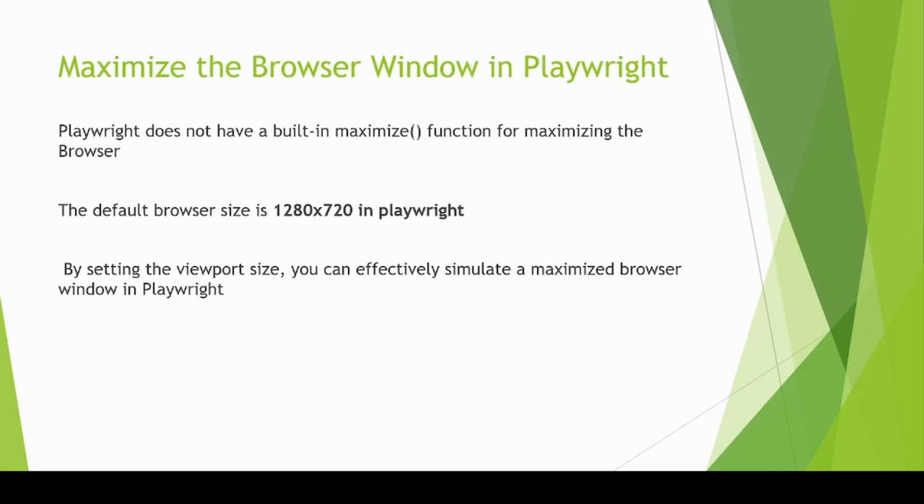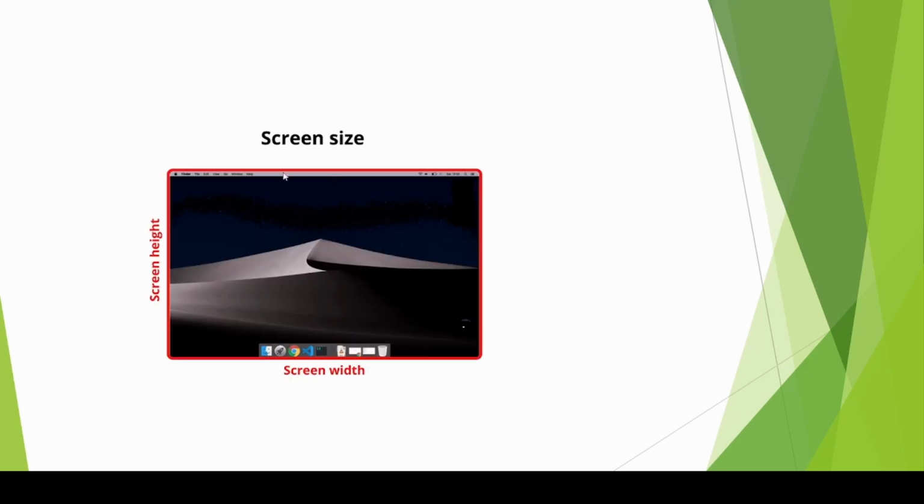Today we are going to see how to maximize the browser in Playwright. Whenever we run the script through Playwright, the browser is not maximized completely because of the default browser size, this is the width and height of the browser. The browser screen, the vertical line is the height and the horizontal is the width.